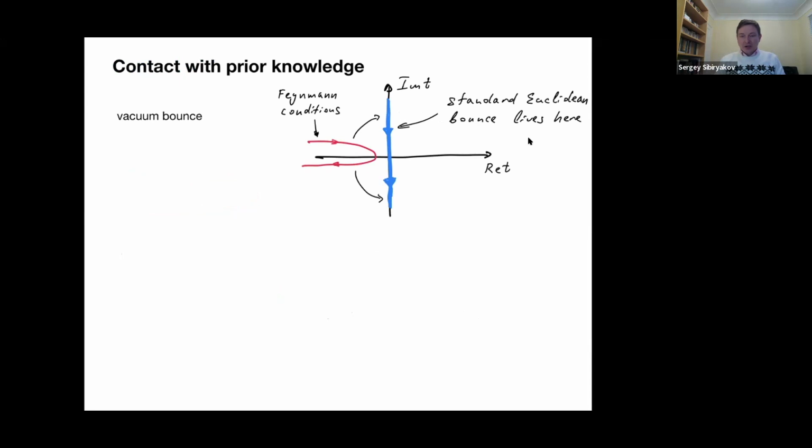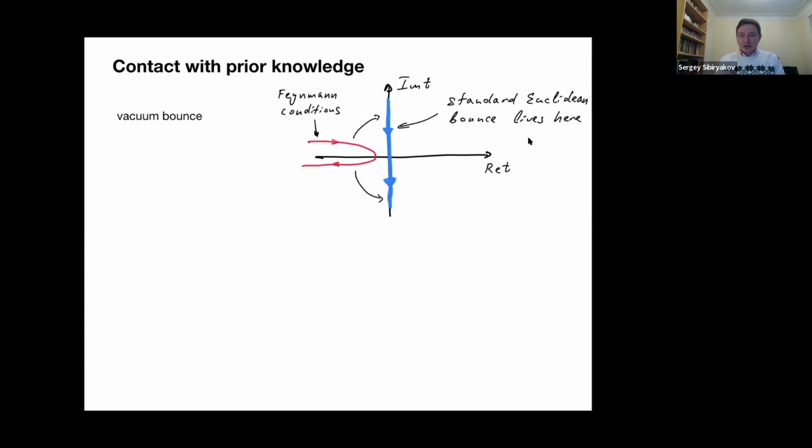For example, if you consider vacuum bounces, like decay from the vacuum state, then the boundary conditions which I get from my formalism are equivalent to Feynman boundary conditions. As I say, they're the same as conditions on the Green's function, and in the case of vacuum, these are just Feynman. This is just the Feynman Green's function.